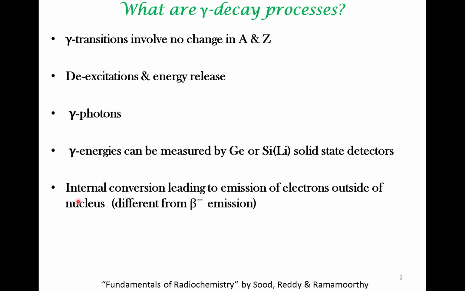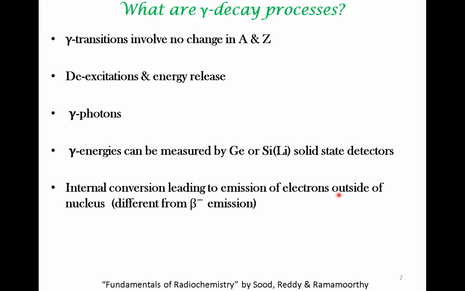An important class of gamma transition is called internal conversion. There is an electromagnetic interaction between the de-exciting nucleus and the outer electrons. These electrons are not coming from within the nucleus. They are the electrons present outside the nucleus, and the energy released during de-excitation causes the emission of these electrons. Depending upon the energy involved, the release of the electrons can be from different shells present outside the nucleus.